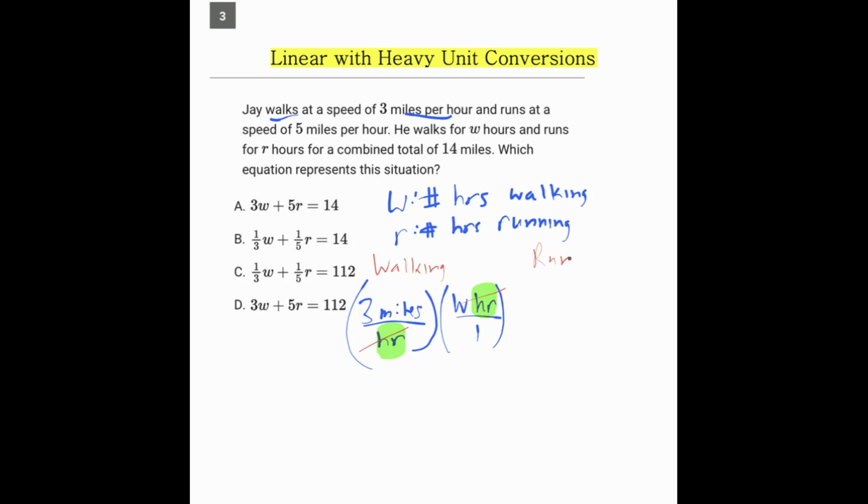Now, for the running, we know that we have R hours running. So R hours, any number is itself over 1 again. And the running rate is 5 miles per hour. So 5 miles per hour.